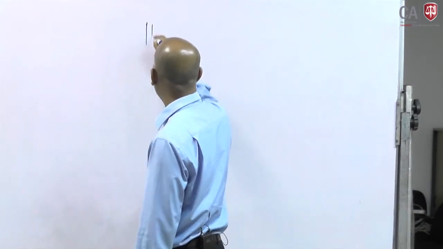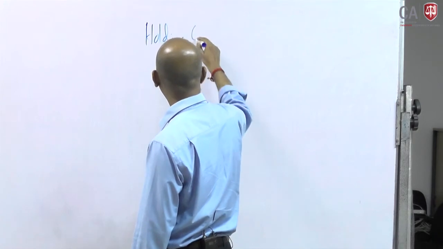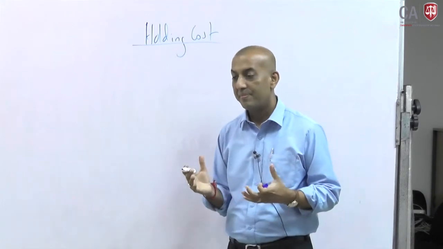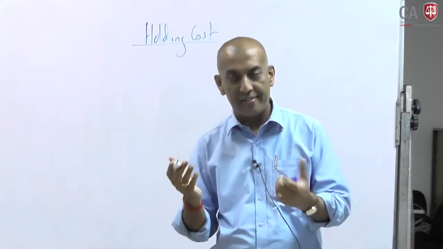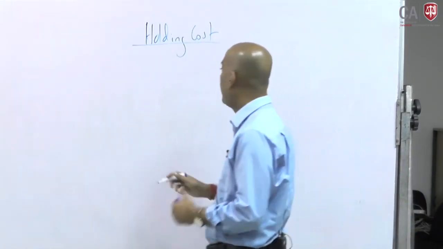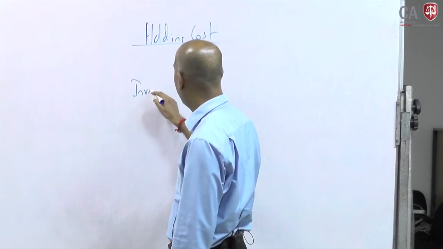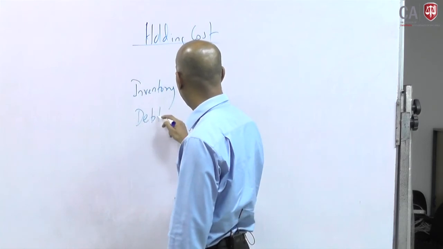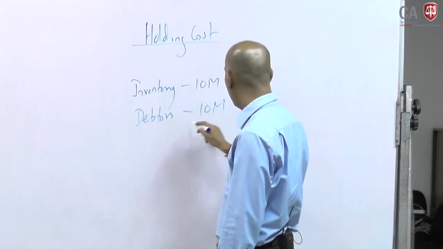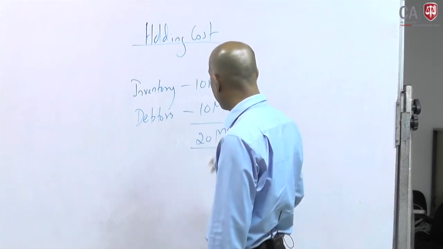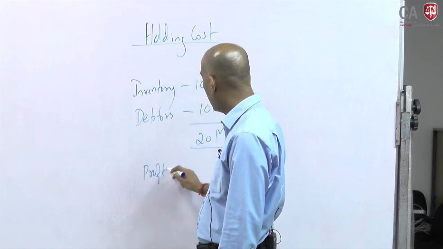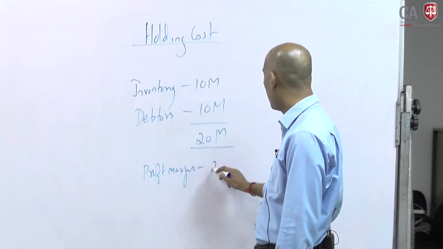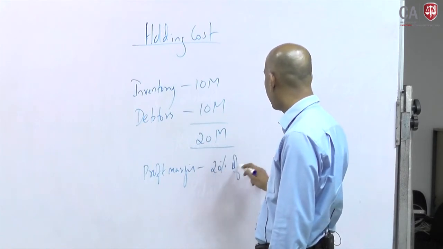When we calculate holding cost, there is certain understanding we need to get in the holding cost computation. For example, say I have inventory of 10 million and you have debtors of 10 million, say 20 million total, and a profit margin of, say, 20% of selling price.